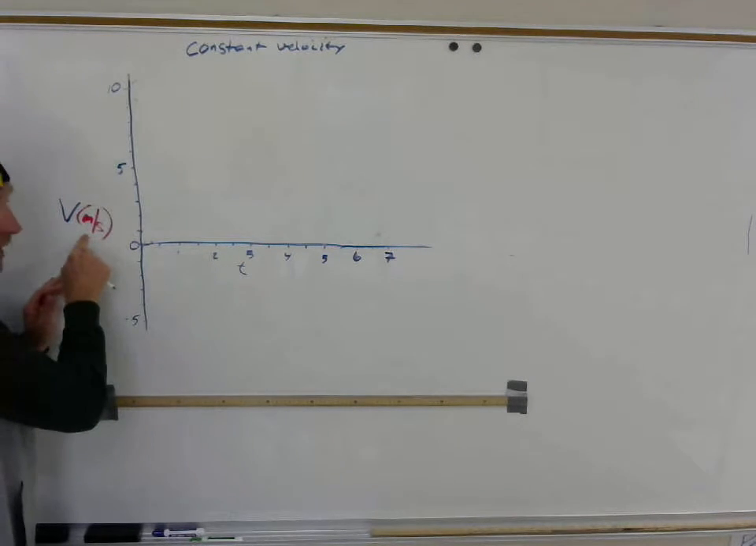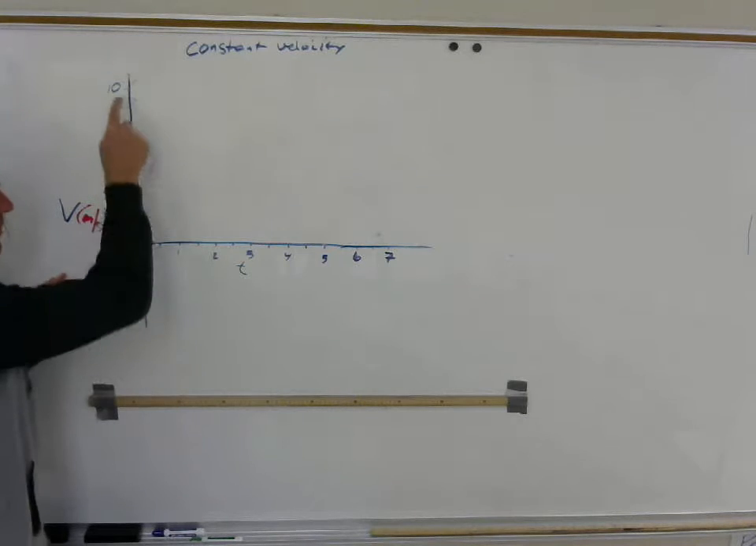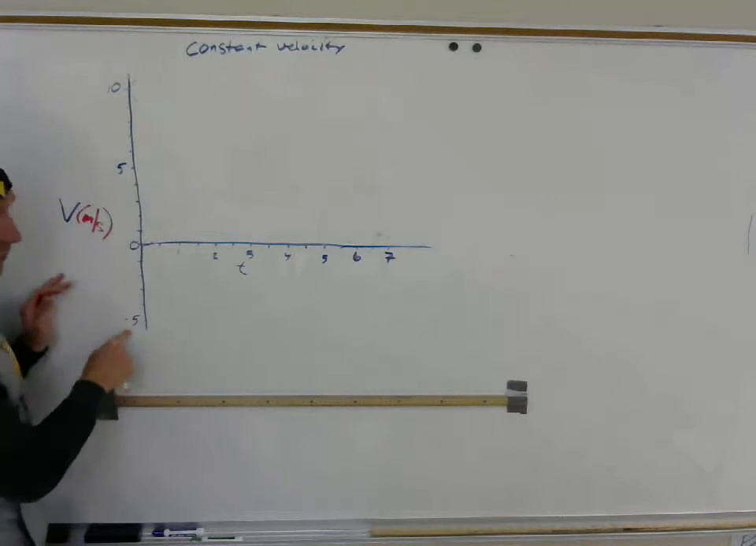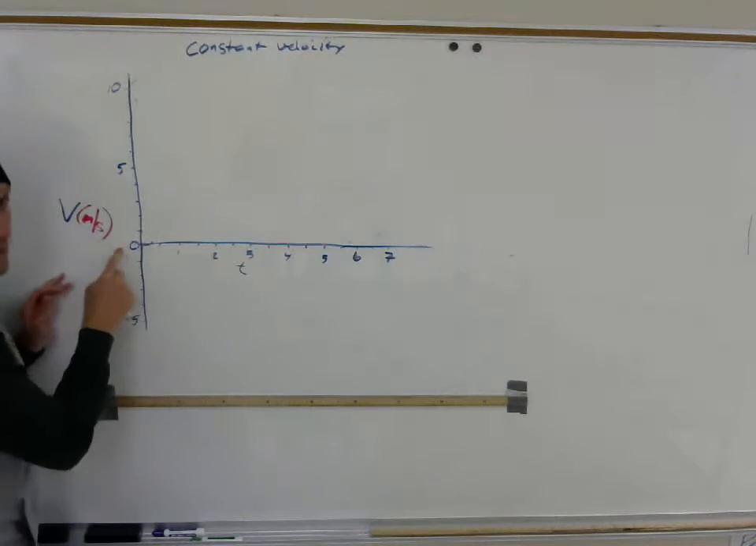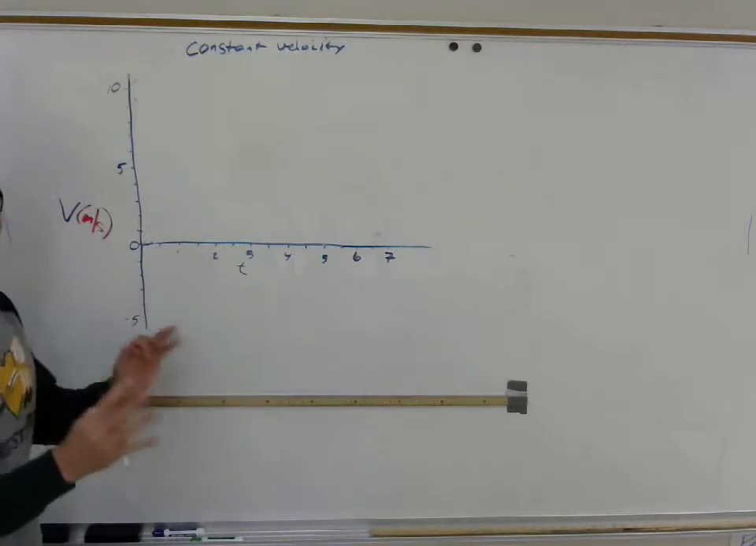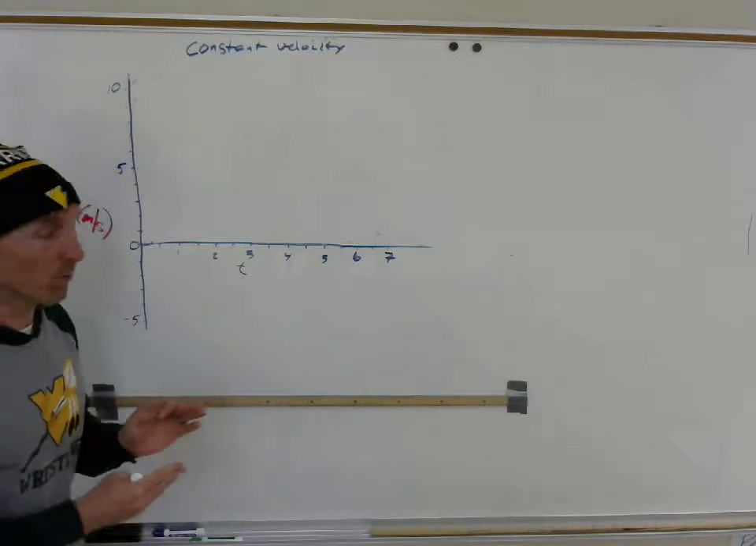These numbers here have this attached to it. 5 meters per second, 10 meters per second, negative 5 meters per second. 0 meters per second means I'm not moving, all right? So that's really, really important to interpret these things properly.